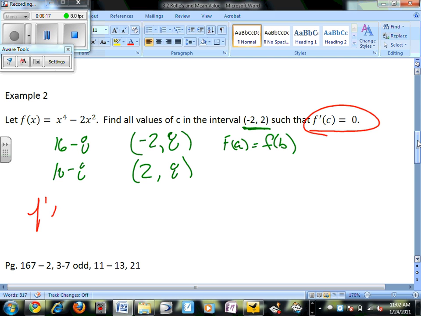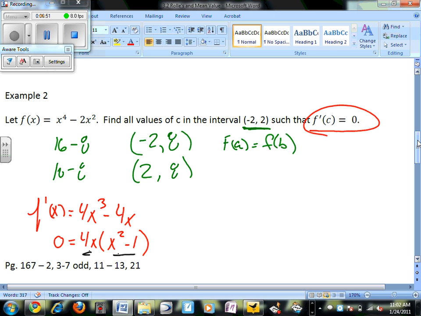So f prime of x is going to equal 4x cubed minus 4x. And then we know by Rolle's theorem that we want it to equal 0 at some point. So we're going to have 0 equals, while I'm at it, we might as well factor out a 4x, right? So 4x times x squared minus 1. So if we solve this, we set this one equal to 0 and we set this one equal to 0, and that would solve our equation, right?